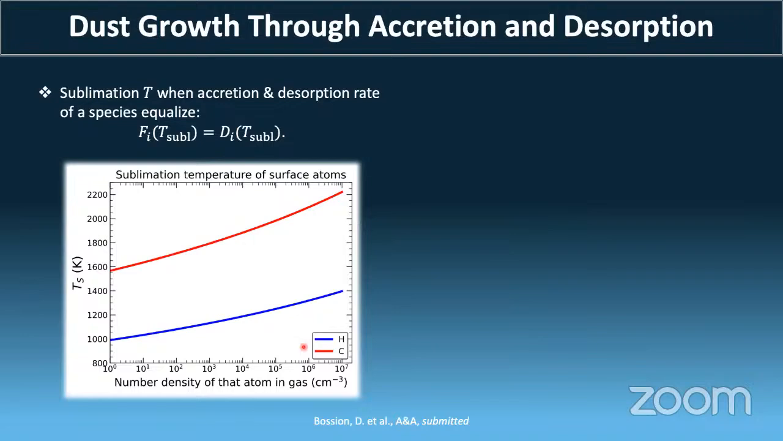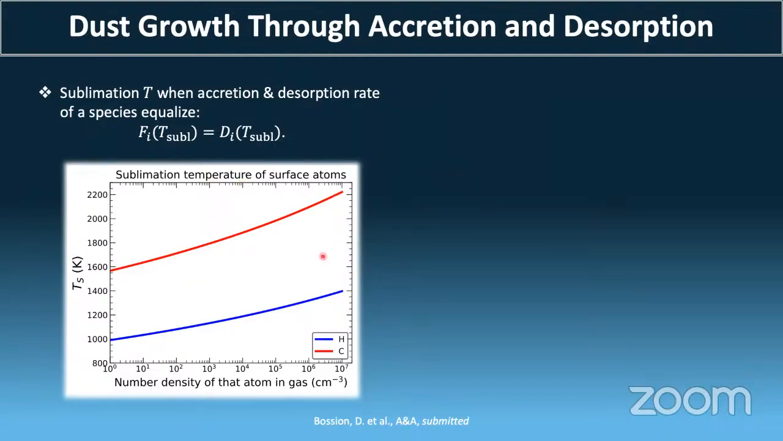So now that we have the values of sticking coefficients and the values of desorption, we can use this in modeling of dust, as explained at the beginning. And we can equalize the desorption and the accretion rates. When those two are equal, we can consider this the sublimation temperature, because over this temperature, the desorption will be more efficient, and below it the accretion will be more efficient.